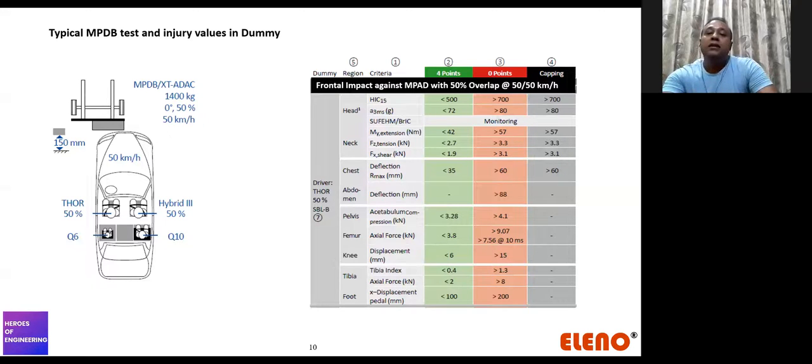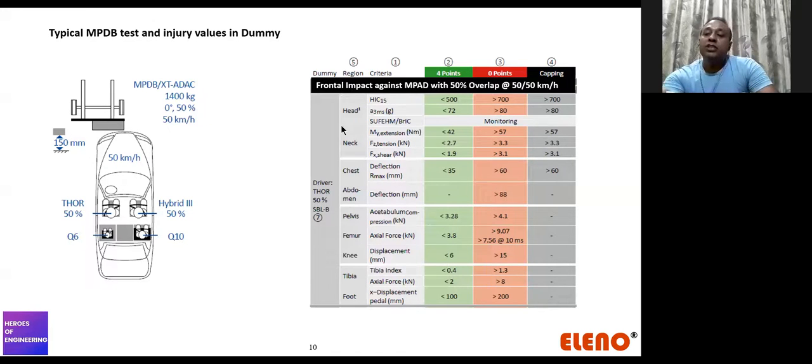Okay. Here in the green column on the top, you are seeing 4 points, then you are seeing 0 points, and you are seeing the capping. So 4 points, for the head injury, means you are looking at the HIC values, and 15 means this is for 15 milliseconds. If the HIC 15 is less than 500, or let's say 499, then your point is 4. So the injury value is converted into points, and then you get your points for that particular injury value. Here, 0 points means it is crossing more than 700, then you are getting 0 points.